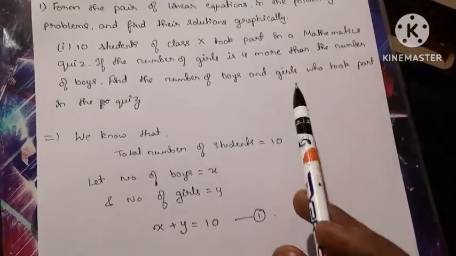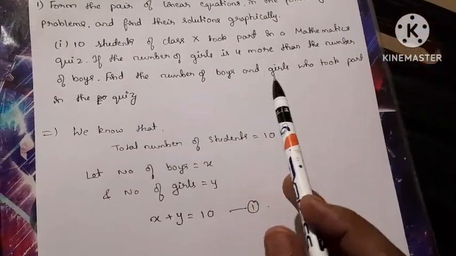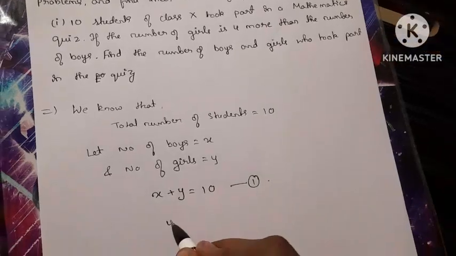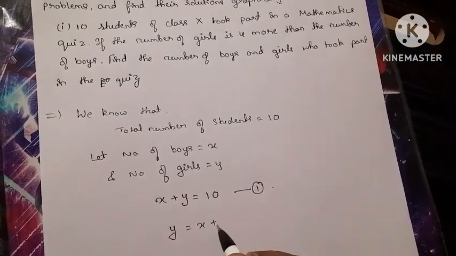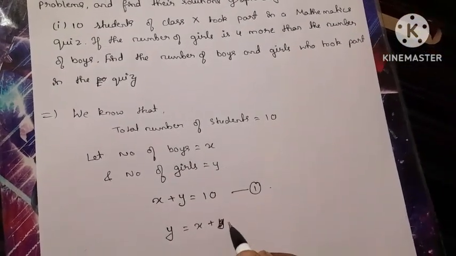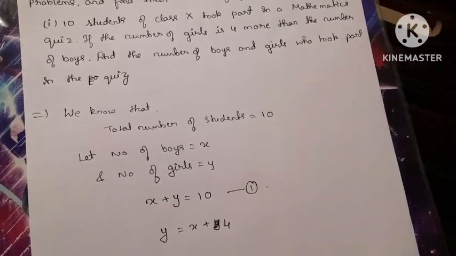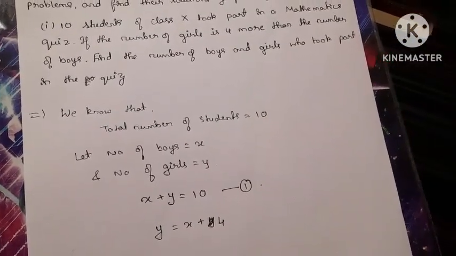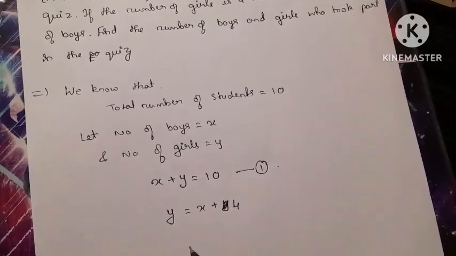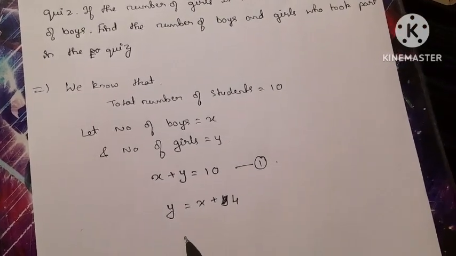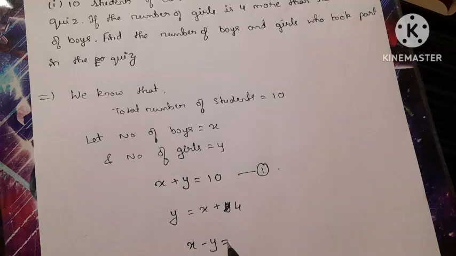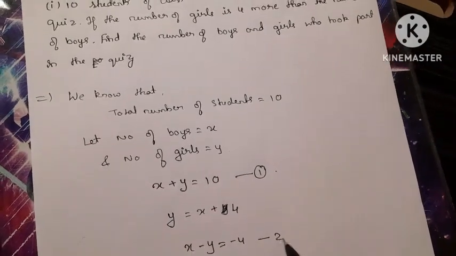Similarly, they have said that girls are 4 more than boys. So we can say girls is equal to x plus 4, the number of boys plus 4. So we can write this equation as x minus y equal to minus 4. Equation 2.